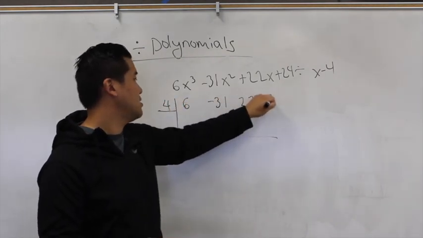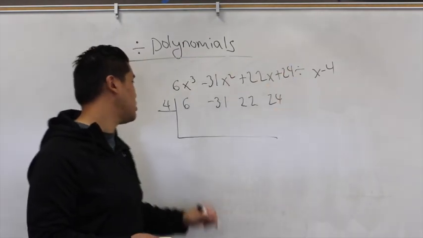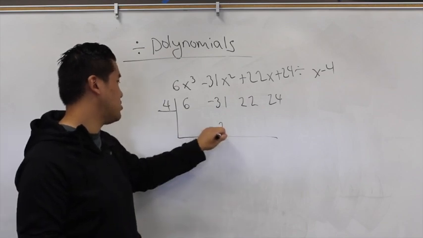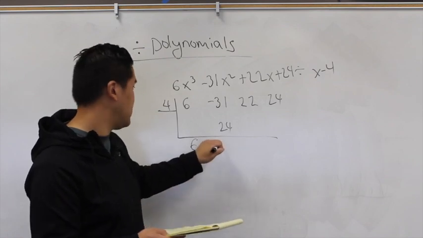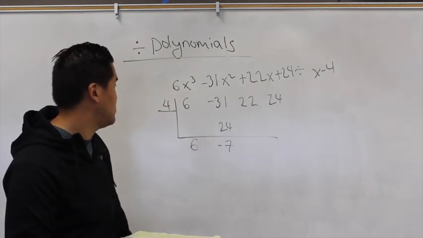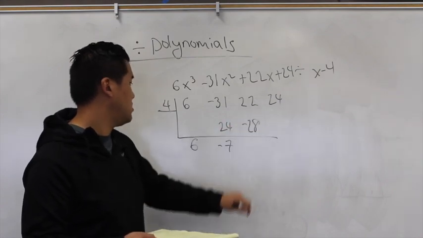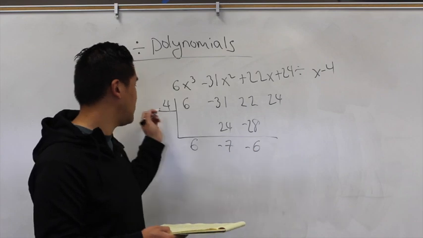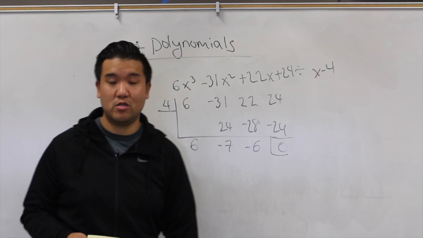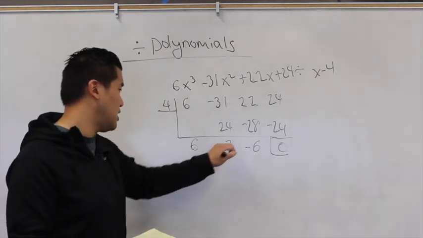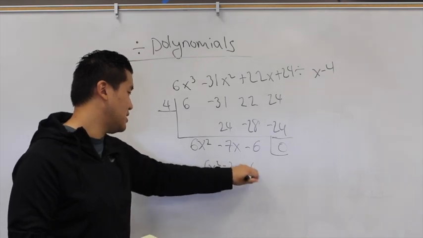Drop these guys. Big numbers, and we're not missing any value, right? We go from 3, 2, 1, 0. So you drop the 6, multiply, you get 24. What happens if we do that? We get 7, negative 7. Multiply that, you get negative 28. Then you get 6, negative 6. Multiply that, you get negative 24. And then we get 0 here. So we actually got a remainder of 0. So what's left over? We get that. So we have 6x squared minus 7x minus 6.